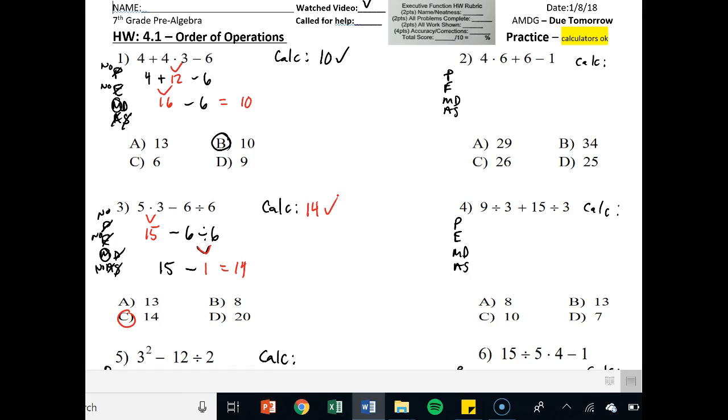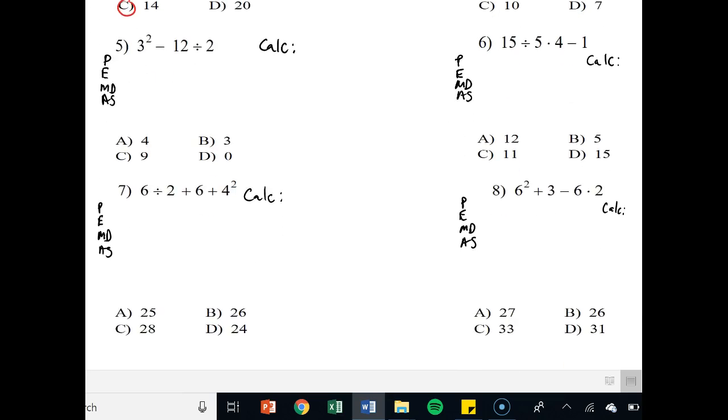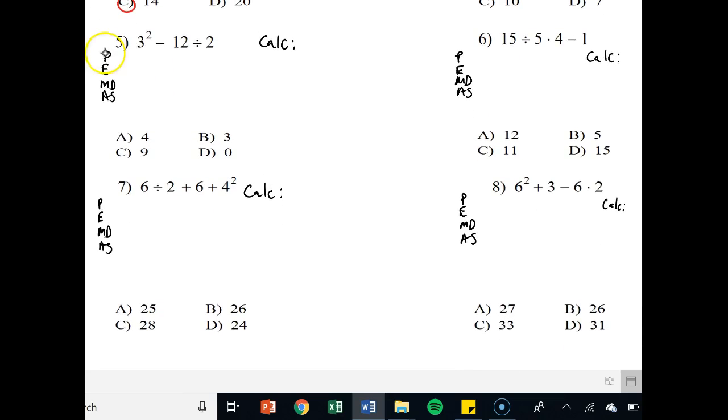So you double check it with your calculator. And I've shown all work. I've stated all my steps, double checked it with my calculator. Now I can move on to my next one. Number 5, do I have any parentheses? No, I do not. Do I have any exponents? Yes, I do. 3 squared is not 3 times 2.